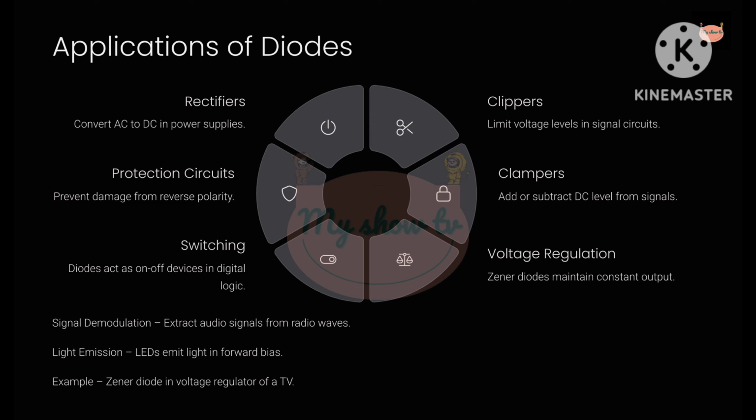7. Signal demodulation: extract audio from modulated radio signals. 8. Light emission: LEDs emit light when forward biased. 9. Example, a Zener diode keeps the voltage of a television power supply stable. These applications demonstrate how diodes are critical to both basic and advanced electronic systems.